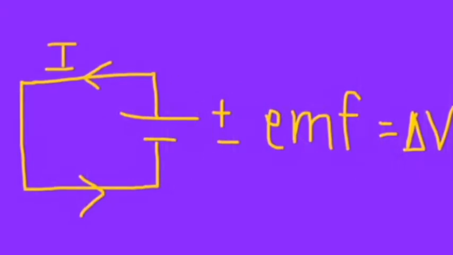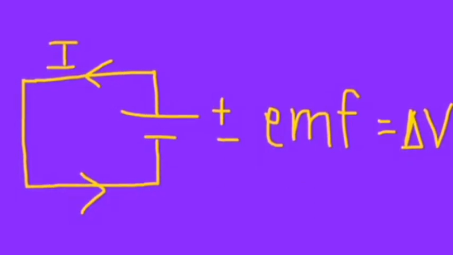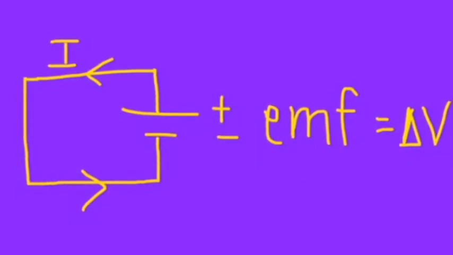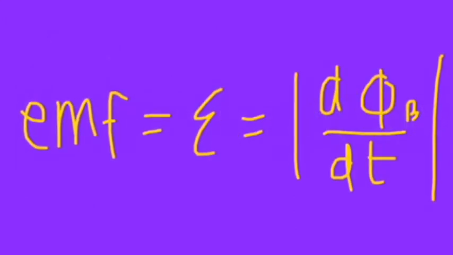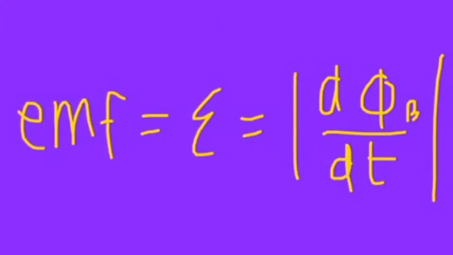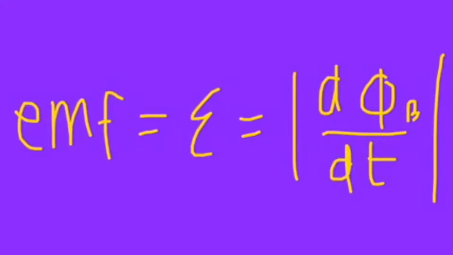With Faraday's law, we realize that in general, current is a consequence of EMF, or a voltage buildup. So our induced current must be caused by an induced EMF, given by this equation, change in flux over change in time. So a changing magnetic flux causes a voltage buildup, and therefore an induced current.